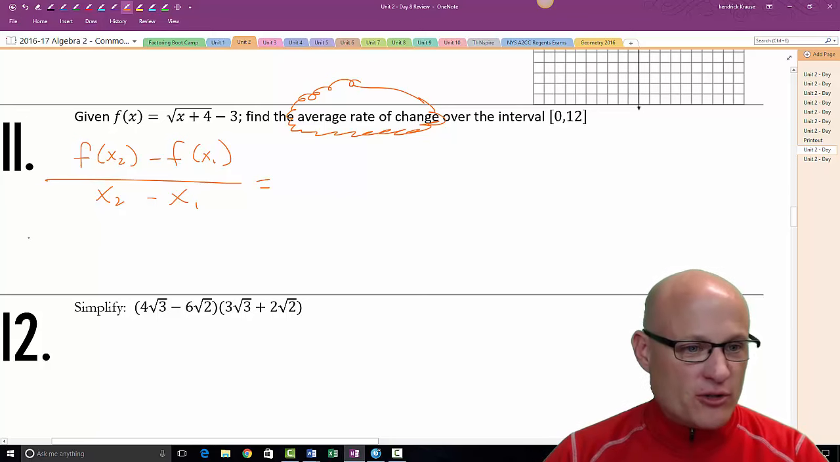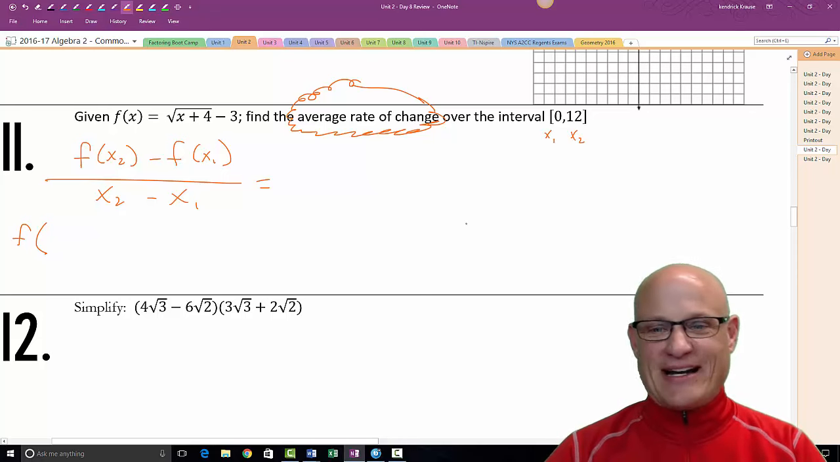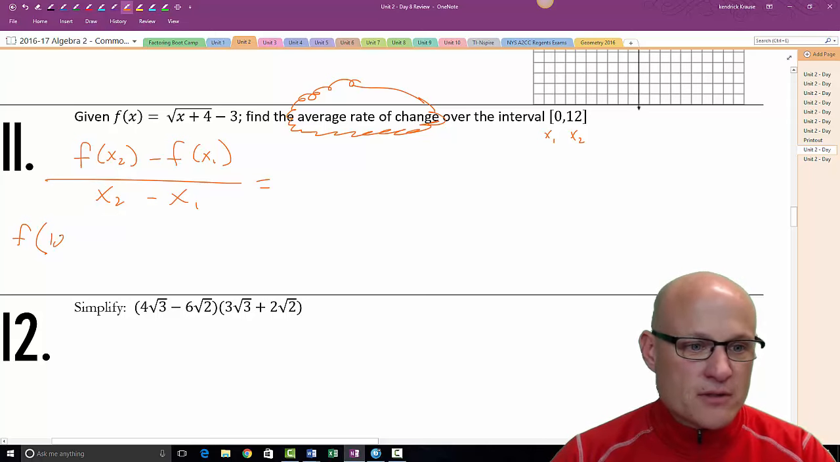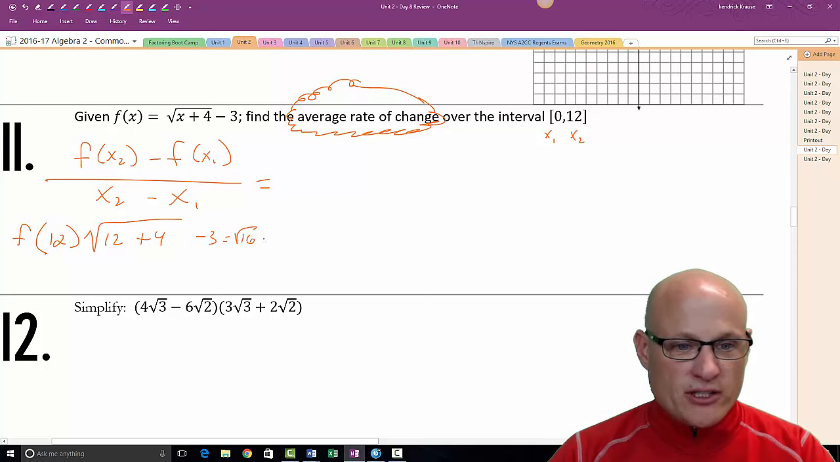Let's figure out what f of x2 is. x1, x2. Oh my gosh, I gave you 0? How nice am I? Let's do 12. 12 plus 4 minus 3. Well, that's the square root of 16 minus 3. The square root of 16 is 4. 4 minus 3 is 1.